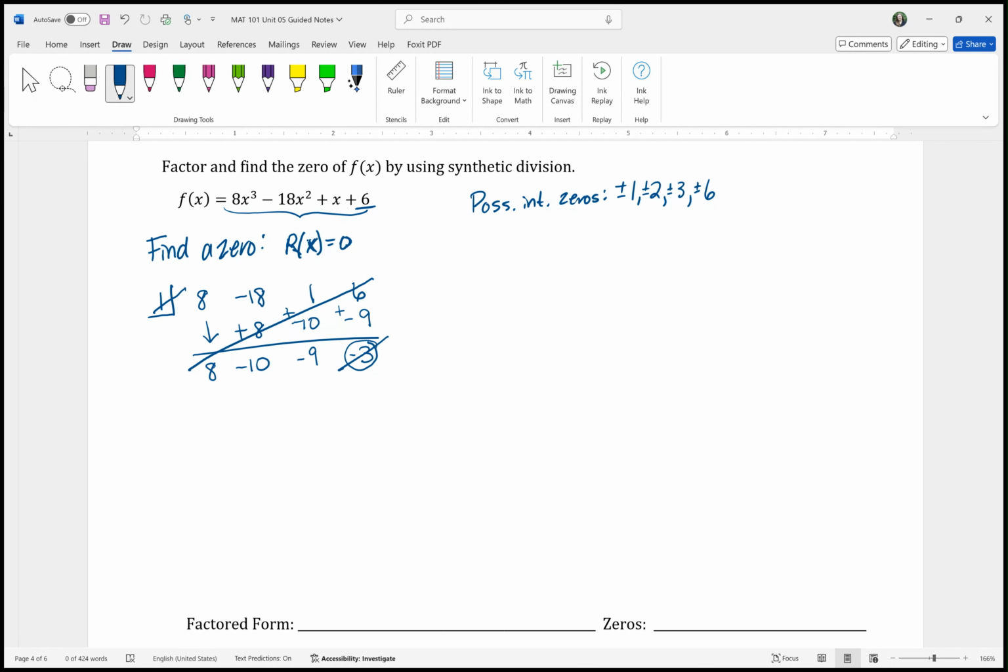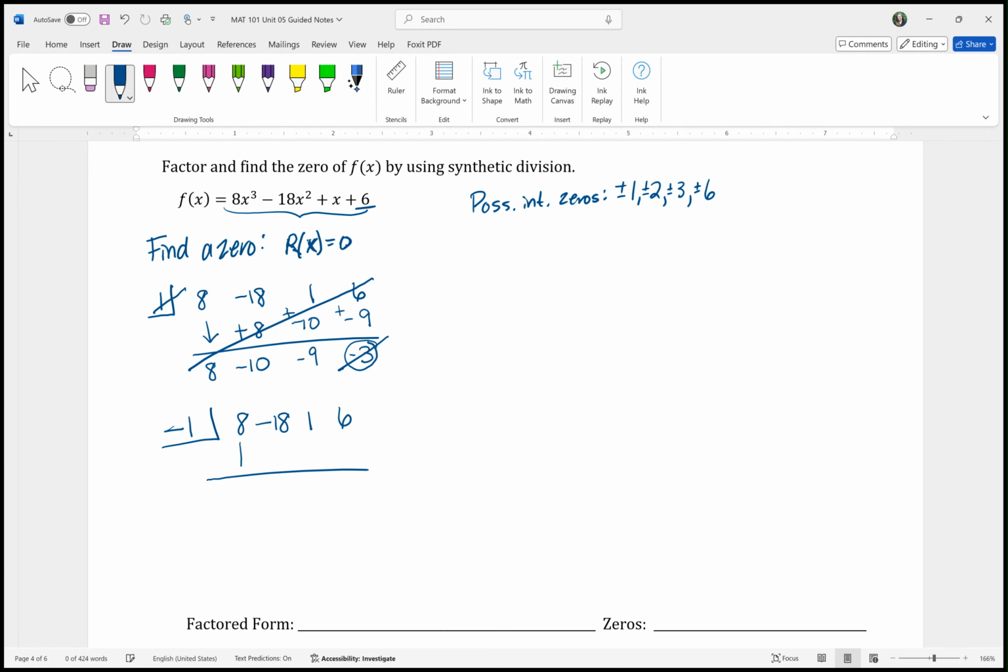What do you do next? Well, go to the next number. Remember, though, that you don't just have positives here, you've got negatives. So let's try negative 1. And using those same coefficients, 8, negative 18, 1, and 6, skip a line, draw a line, and we're doing synthetic division. And as you do more synthetic division, the quicker it will come to you, and some of you will figure out how to do it in your calculator.